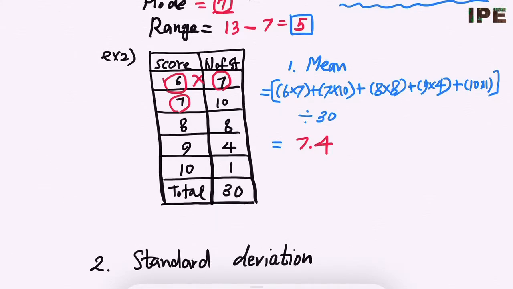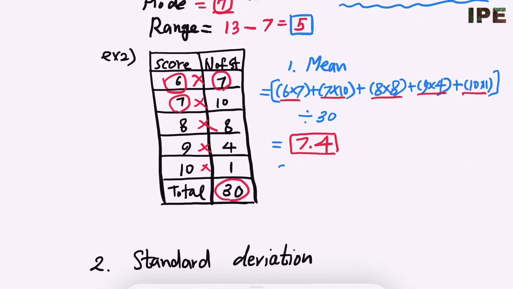So to add all those numbers, you just multiply each number: score times frequency. 6 times 7. And then 7 times 10. 8 times 8. 9 times 4. 10 times 1. And then add all those products and divide by the total number of frequencies. In this case, 30 people, right? So I already found the average. It was 7.4. You need to use your calculator.